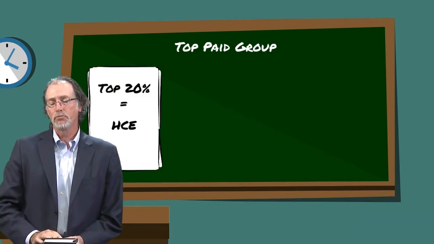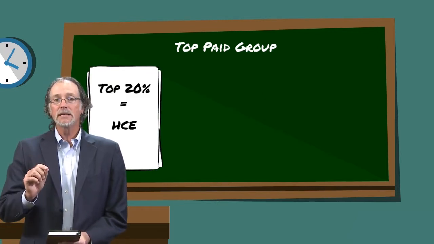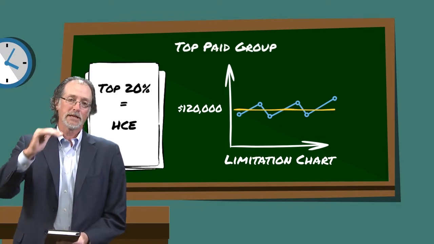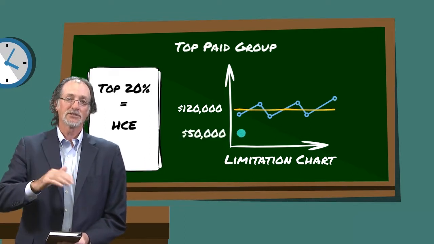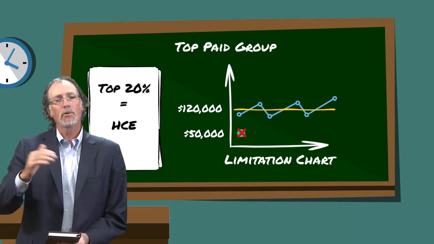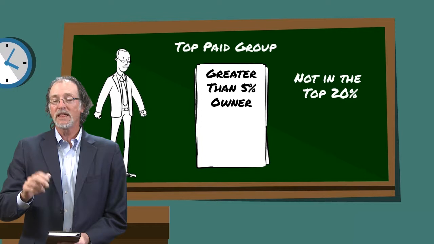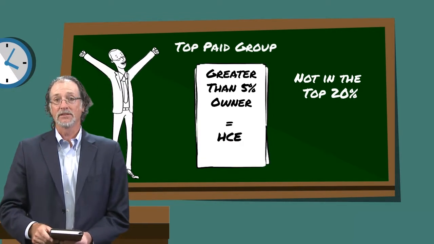Now, a couple important components in that is you still must be above the compensation limit. So if your 20th percent person is making $50,000, they're not an HCE. One other area, if we have a greater than 5% owner that is not in the top 20%, they are added to the HCE list.